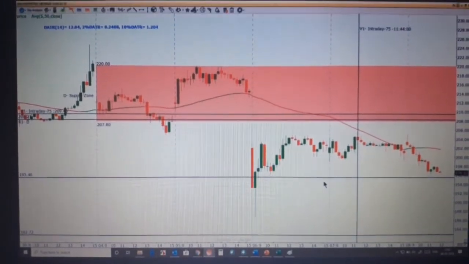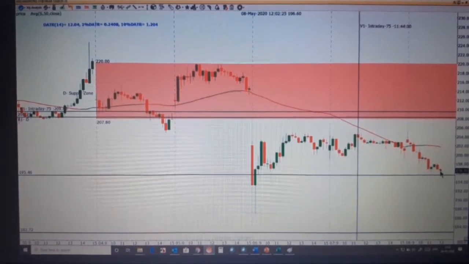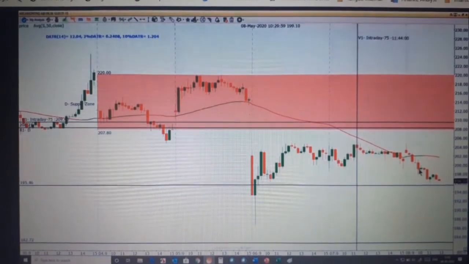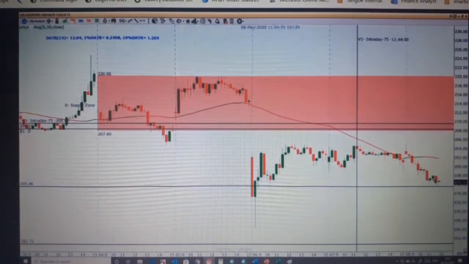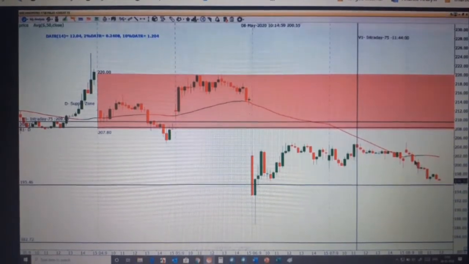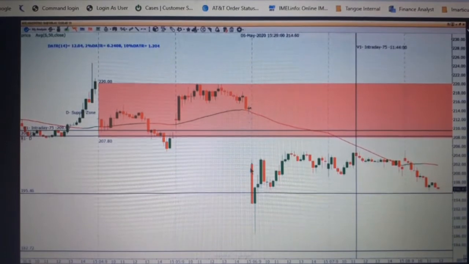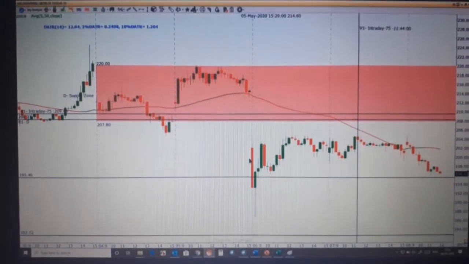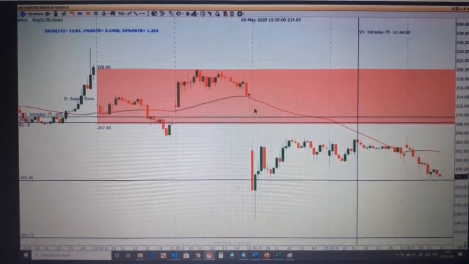Okay, so how will you mark your supply zone? Start at the current market price, look left and up until you find the origin of a strong drop in the price. So where do I see a strong drop in the price? I'll go up, up, up. Is this a strong drop in the price? Yes or no? Yes, right?